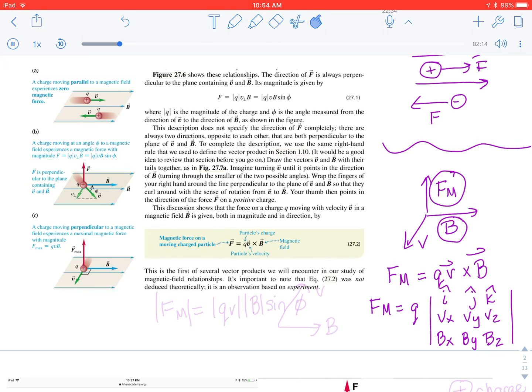In addition, this is pretty useful, you can also use the shortcut. Now this will not give you the direction, this will only give you the magnitude. The magnetic force is the magnitude of q times the magnitude of V, times the magnitude of B, times sine of the angle between those two vectors. So sine of the angle between V and B.